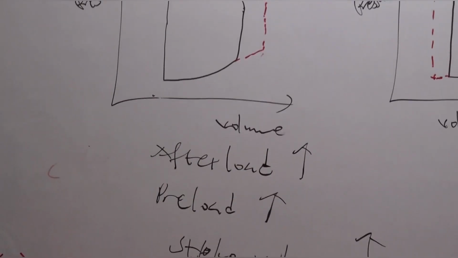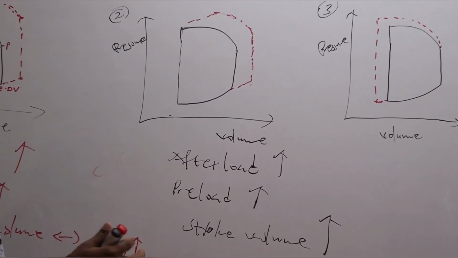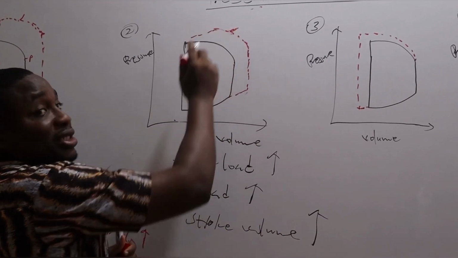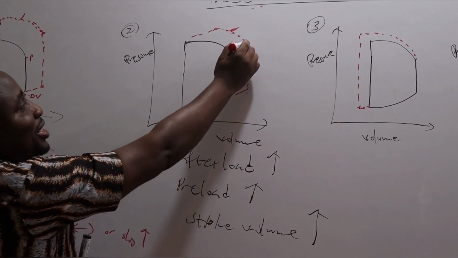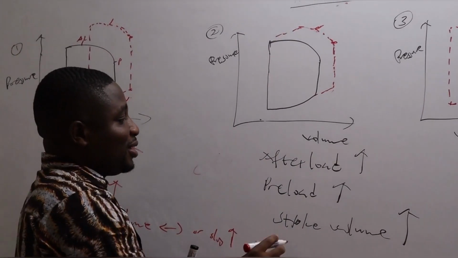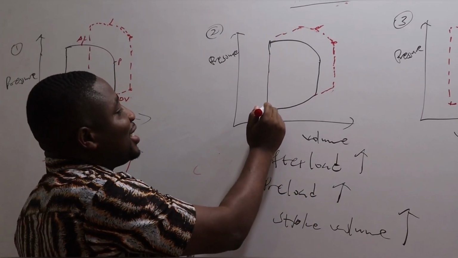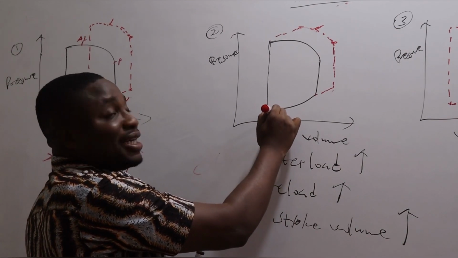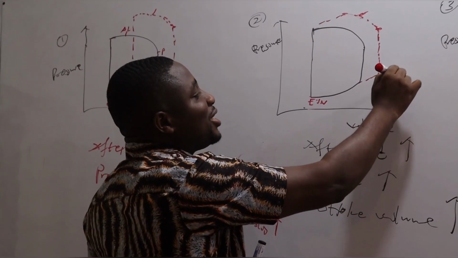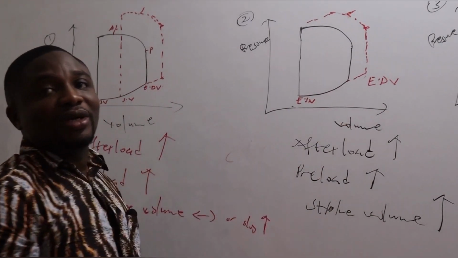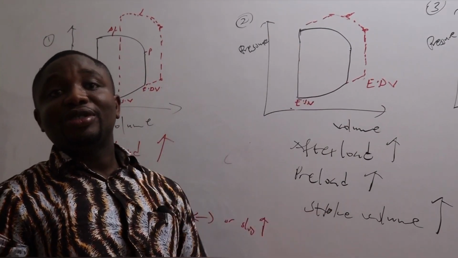Okay, so as you said, the afterload is increased, which we are witnessing here. The preload, which we are witnessing here, is also what? Increased. The stroke volume is increased because the end systolic volume remained the same, but the end diastolic volume what? Increased. So when you find the difference, what are we going to have? An increased what? Stroke volume.